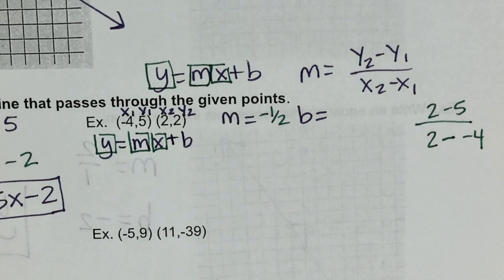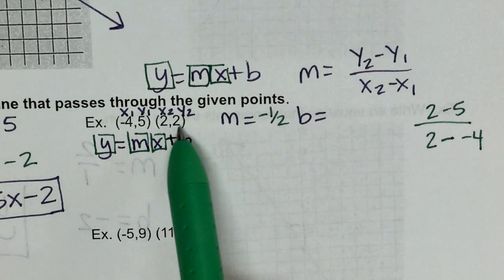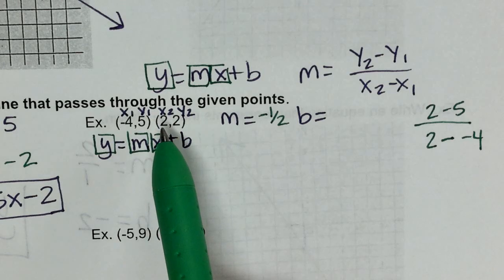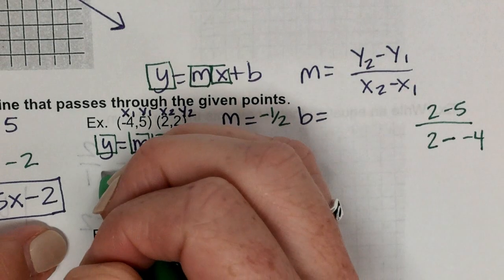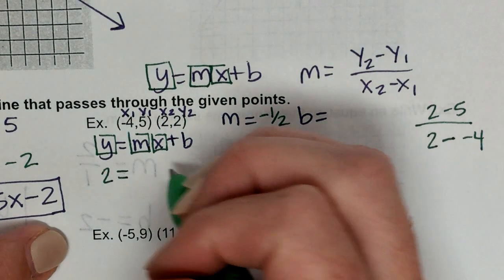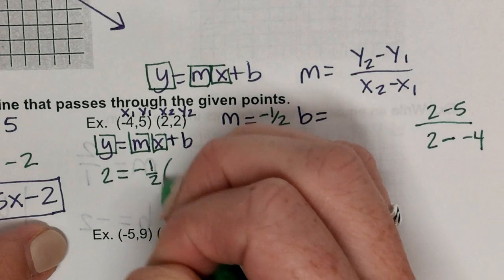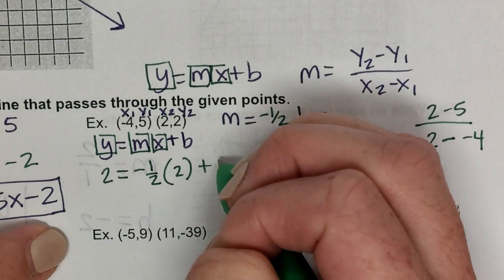Will you get the same answer no matter what? Yes, but I like this one because they're both positives. Do y'all agree? Yes or no? All right, so I'm going to plug in 2 for y, so I have 2 equals. What's my slope? Negative 1/2 times my x, which is also 2, plus b.